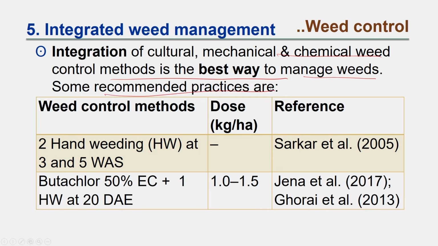Some recommended practices for weed control: for example, 2 hand weedings can be done at 3 and 5 WAS. WAS means weeks after sowing, and there is no herbicide application in this case. One can also combine butachlor 50% EC and 1 hand weeding at 20 days after emergence. It has been reported by Jana and co-workers 2017 and Ghorai et al. 2013. So, you can see that these integrated weed management practices are environment friendly, soil health friendly and also farmer friendly, meaning they can deliver more profit to the farmers.